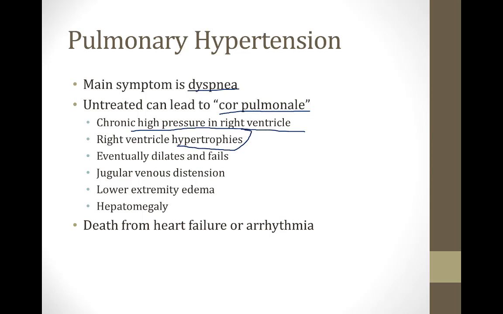The right ventricle will hypertrophy, and then eventually it'll start to dilate and fail. And when your right ventricle fails, you get clinical signs like jugular venous distension, lower extremity edema, and you can get hepatomegaly and even cirrhosis. And patients with untreated pulmonary hypertension die from heart failure or arrhythmias.